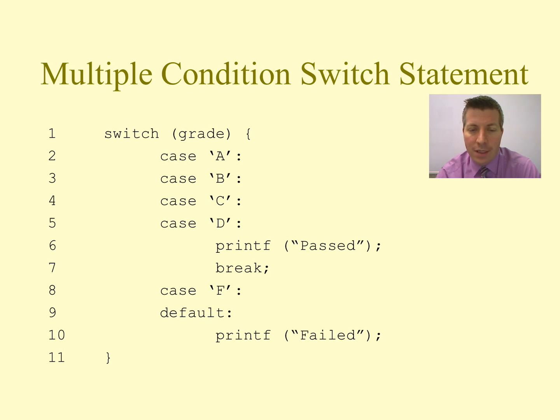So what we have is if the grade is a capital A, capital B, capital C, or capital D, we're going to print out passed and then we're going to break. If it's a capital F or anything else, we're going to print out failed. So what we've done here is we've gotten the behavior of an or without actually using the or operator, which were the double pipes or the single pipes, depending on if you were using the logical or, the double pipes, or the binary or, which was the single pipe inside of a condition.